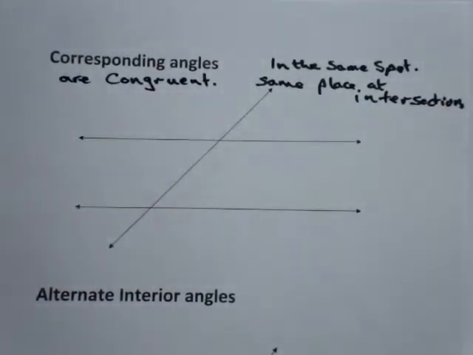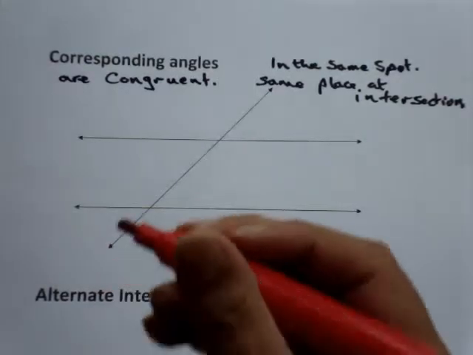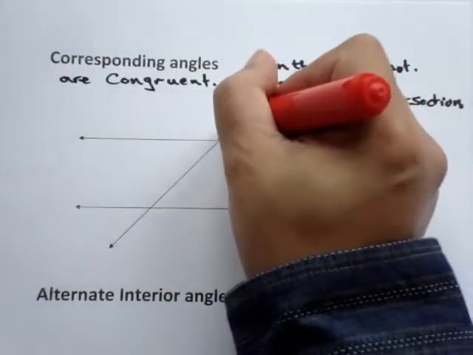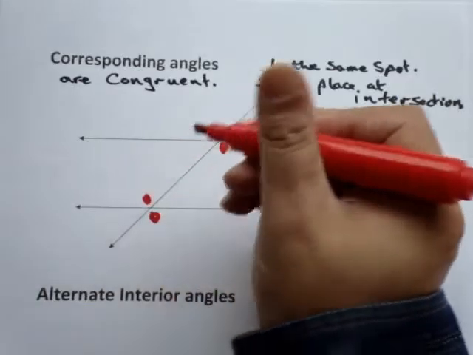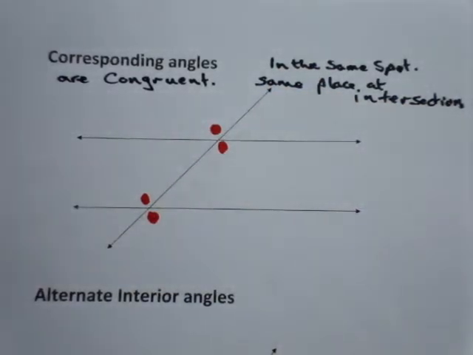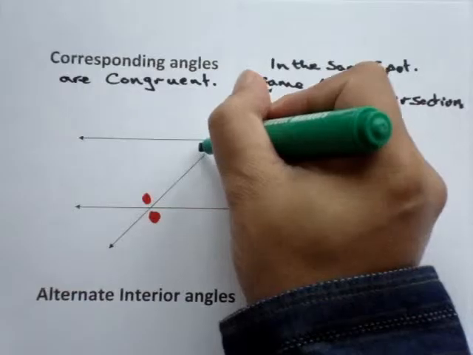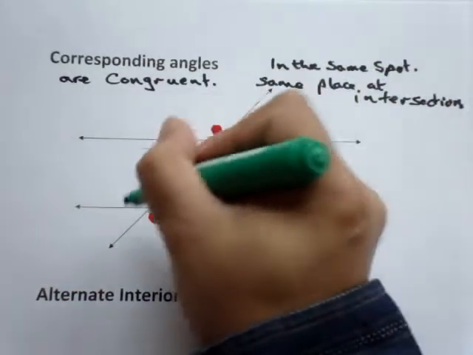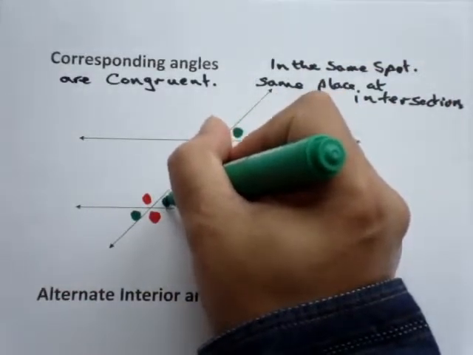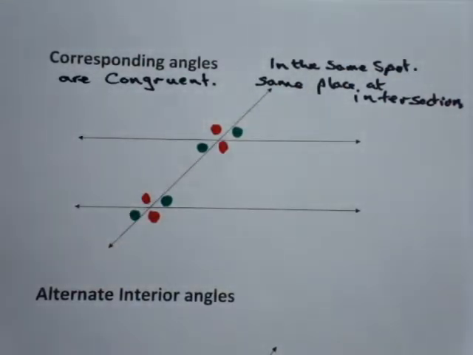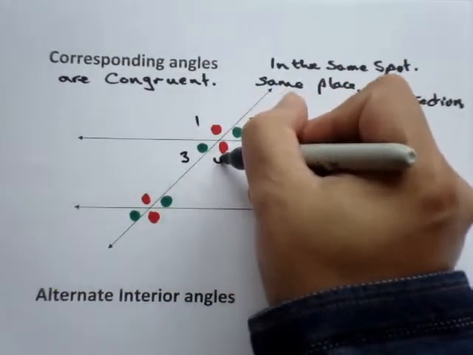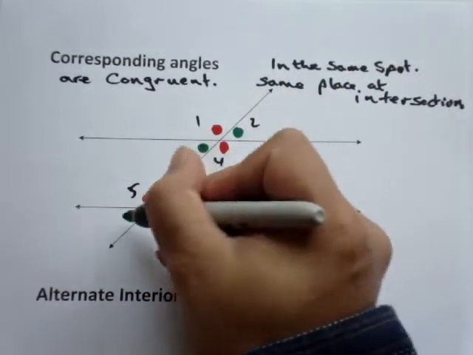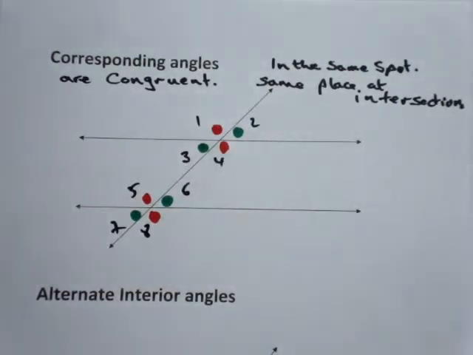So let's have a look at some corresponding angles. First of all, let's draw our linear angles. So these are our linear angles in red. These, and also in green, these are the same. That's the same as that, and that's the same as that. Now let's number them. 1, 2, 3, 4, 5, 6, 7, and 8.